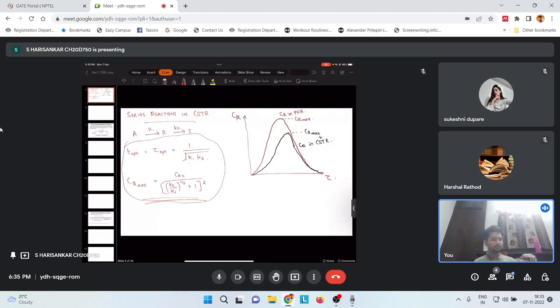So you can see, there is a difference like this much in the maximum concentration of R with respect to PFR and CSTR. Because we have learned, for a positive order reaction, PFR will always give you a better conversion compared to CSTR. So you can see that difference in the maximum concentrations for PFR and CSTR with this graphical plot as well. And the optimum time also.